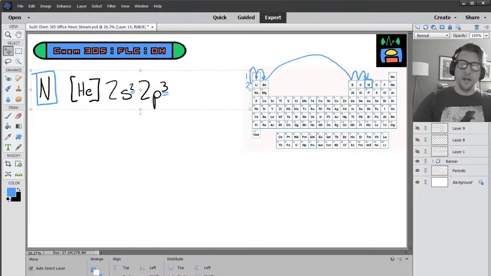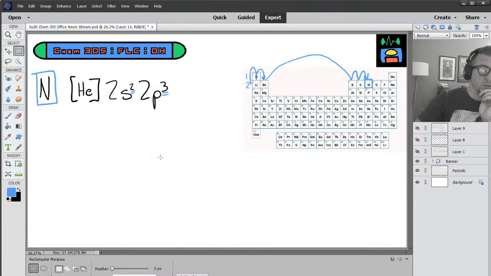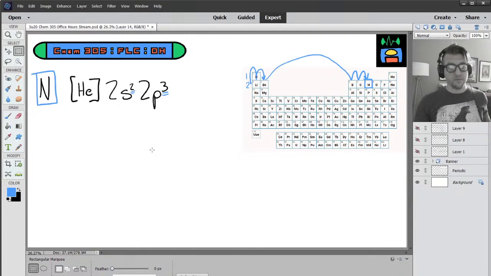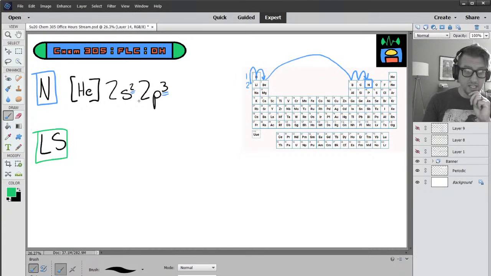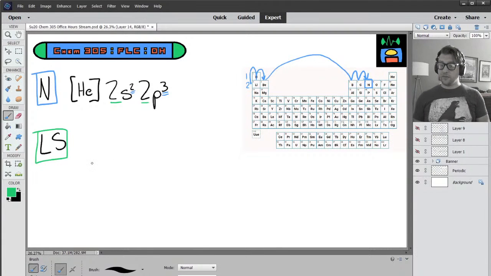All right, so that's where the electron configuration comes from. Now, to draw the Lewis structure, in a Lewis structure, we are only concerned with our valence electrons. And the valence electrons are defined as the electrons in the highest energy shell. So the highest energy level, all those electrons are our valence electrons.